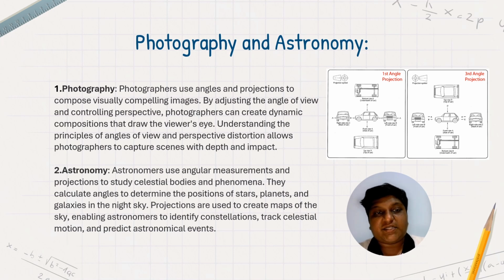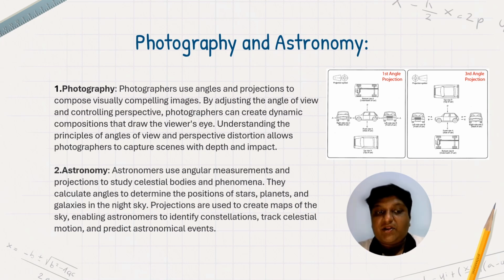The next applications are photography and astronomy. In photography, photographers use angles and projections to compose visually compelling images. By adjusting the angle of view and controlling perspective, photographers can create dynamic compositions that draw the viewer's eyes. Understanding the principles of angle of view and perspective distortion allows photographers to capture scenes with depth and impact.